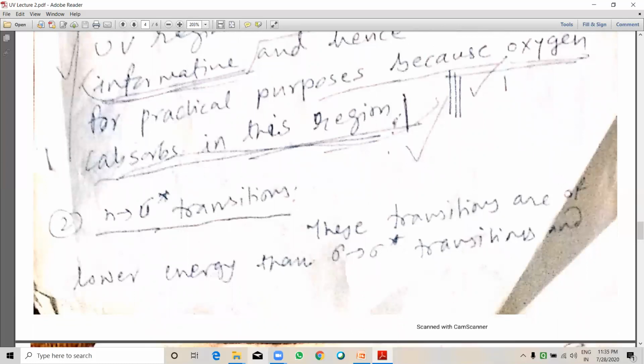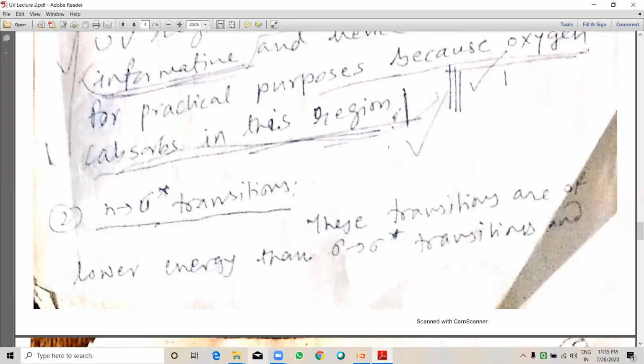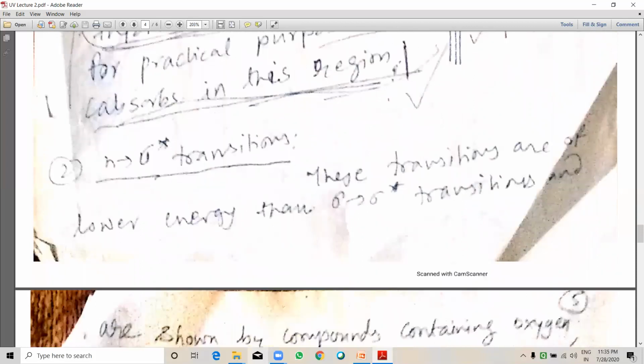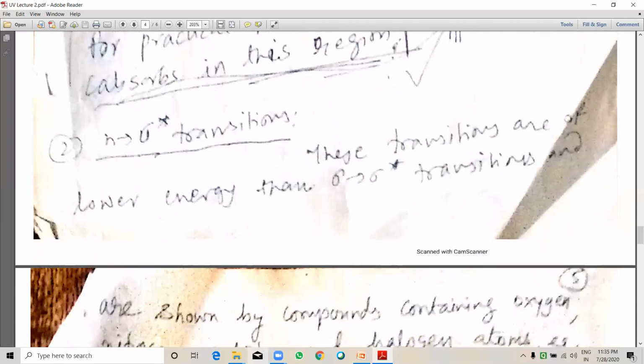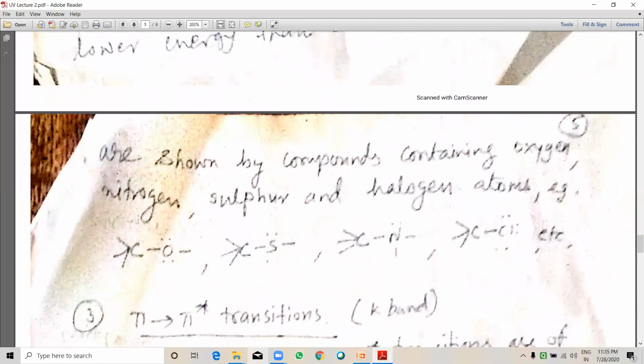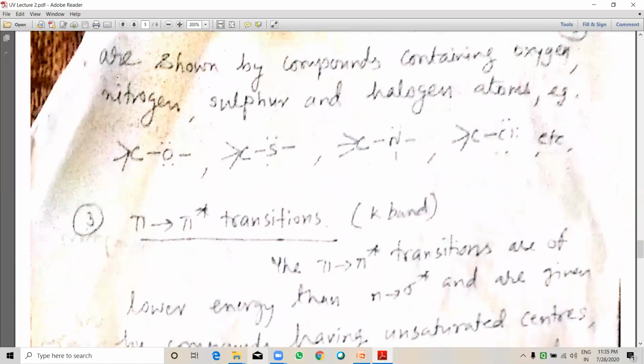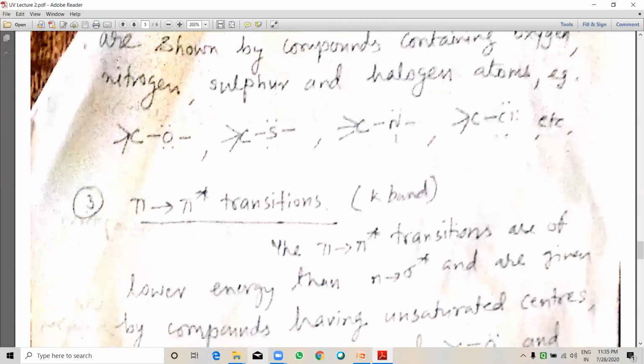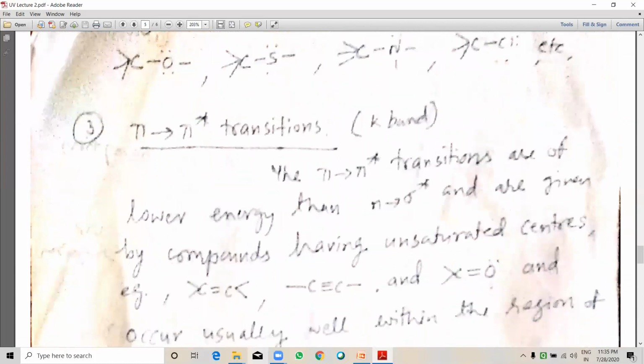N to sigma star transition. These transitions are of lower energy than sigma to sigma star transitions and are shown by compounds containing oxygen, nitrogen, sulfur, halogen atoms. Pi to pi star transition. It is also known as K band.